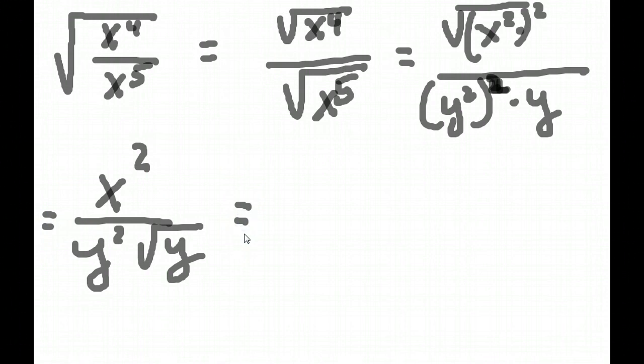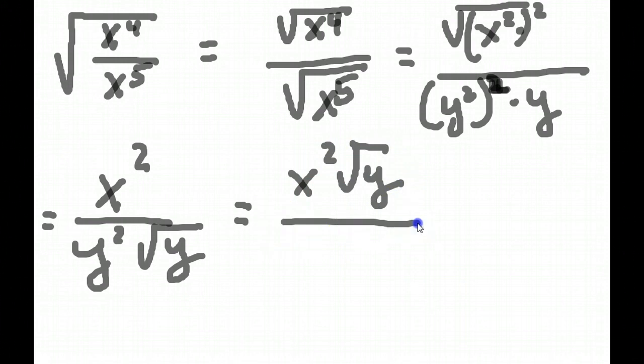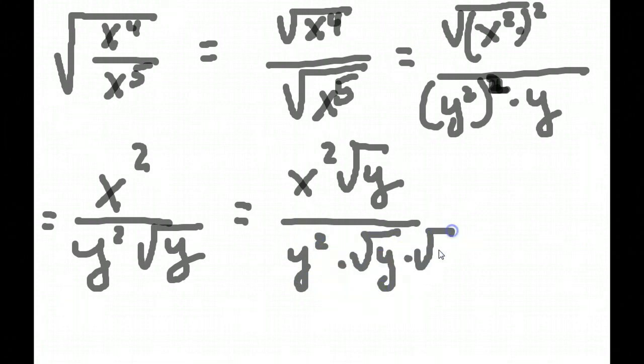And one of the rules was you cannot leave a radical in your denominator. So how do we get rid of that? We rationalize it by multiplying the numerator and the denominator by the square root of y. So what that looks like is x squared times the square root of y over y squared times the square root of y times the square root of y.